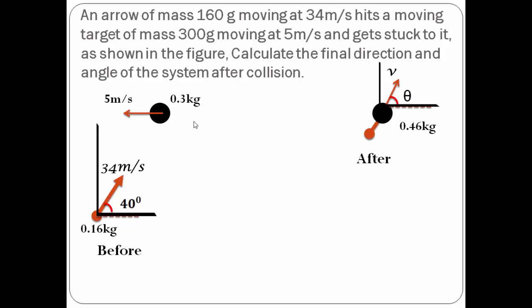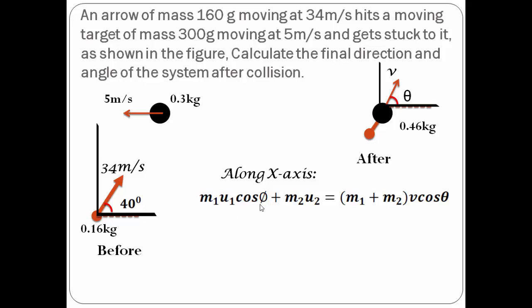Now since this is in 2 dimensions, we will write 2 separate equations for x-axis and y-axis. So along x-axis here, the object m1 is moving at 34 meter per second with an angle of 40 degree, and the target of 300 grams is moving along the negative x-axis with speed 5 meter per second. So we have m1 u1 cos phi plus m2 u2 equals to, now after, since they stick together, we write m1 plus m2 and final speed v moving with an angle theta with the x-axis, so cos theta. Substituting the values, here we take the negative sign because the target was moving towards left, that is along the negative x-axis.